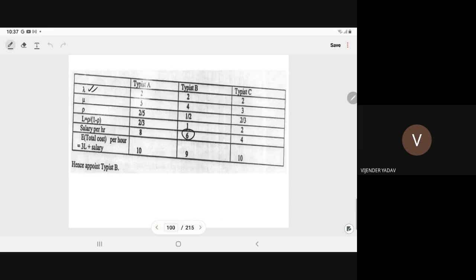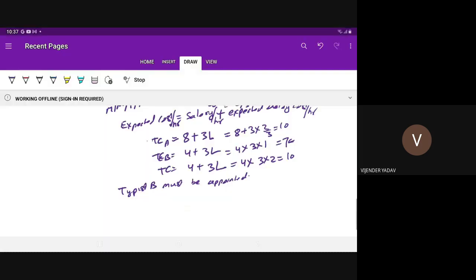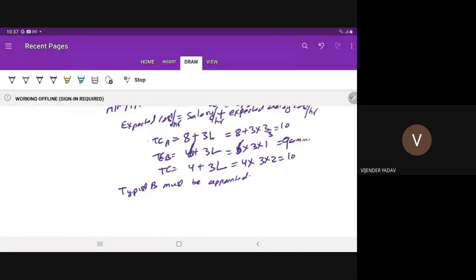So here the cost will come to 9, we just have to include it. It is 3L plus salary, as I have explained. So instead of 4, it is 6, so it will become 9. In that case also, this is the minimum cost. So with minimum expected cost, we prefer to appoint typist B. In this way we decide, and we optimize the cost also.